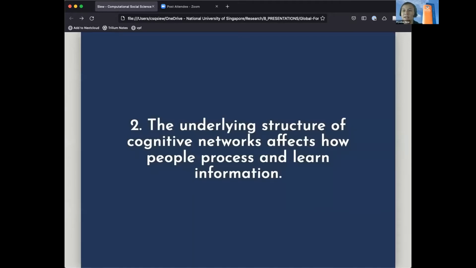Okay, on to my second point, which is: why go through all this work to model the network? From my perspective, if we want to understand how people process and learn information, we need to pay attention to the structure of these networks, because these retrieval processes will work on this cognitive structure. So it's meaningful to figure out what that looks like and connect that information to language processing, for example.